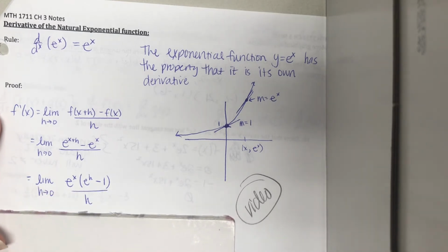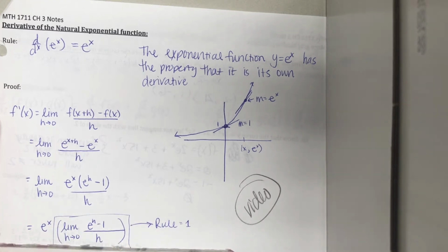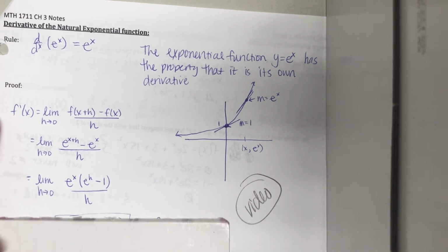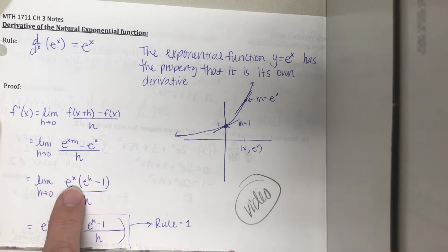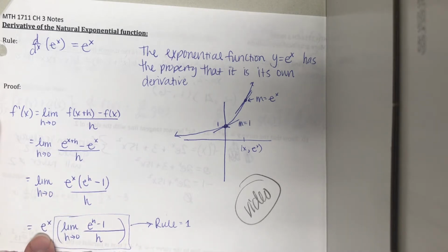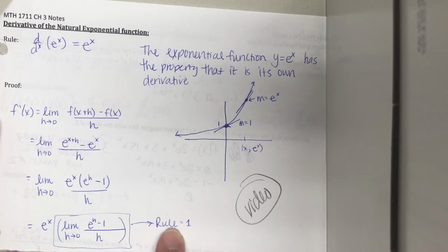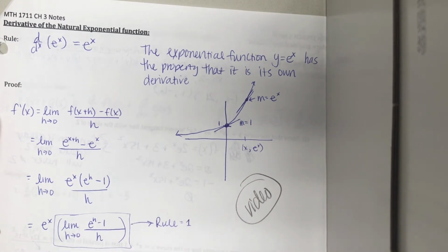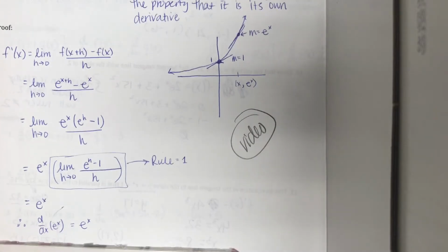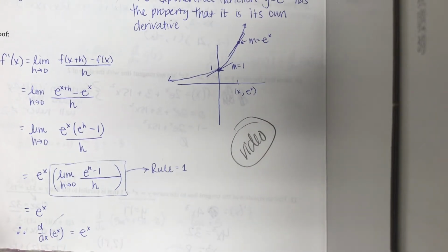And then let's think of what happens as h approaches 0. Well, what I did here is I factored out an e to the x. And then the limit as h approaches 0 for this, we're going to have 0 over 0. And there's a rule, if you look in your book, that this is going to equal 1. And so that leaves us with e to the x. So it's kind of a silly proof, but that's the proof.